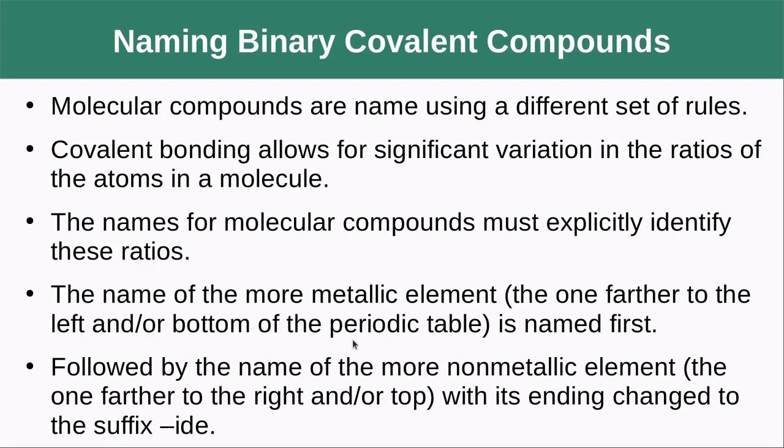So molecular compounds are named using a slightly different set of rules. Basically, there are a lot of different combinations. So we're going to give pretty much all of the names for the atoms participating a Greek prefix. And we're typically going to start with the more metallic element, the one furthest to the left or to the bottom of the periodic table.